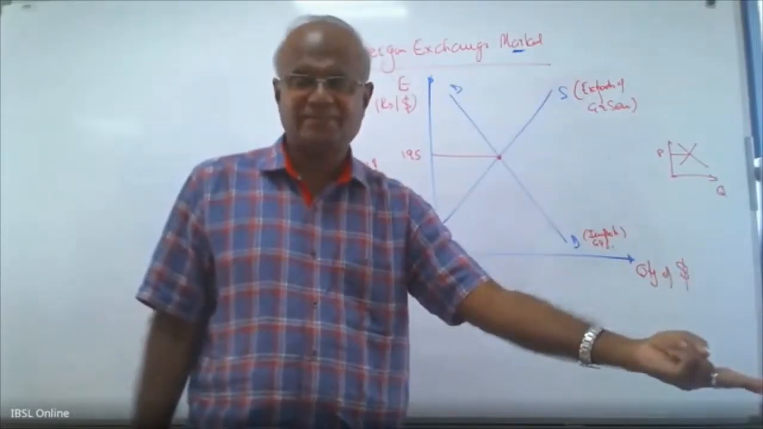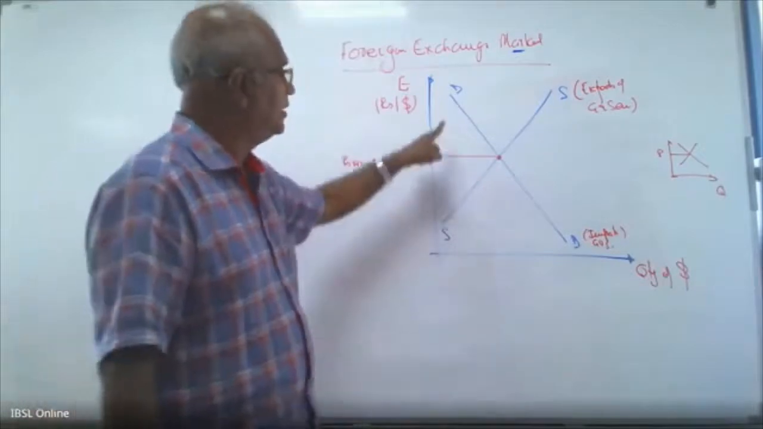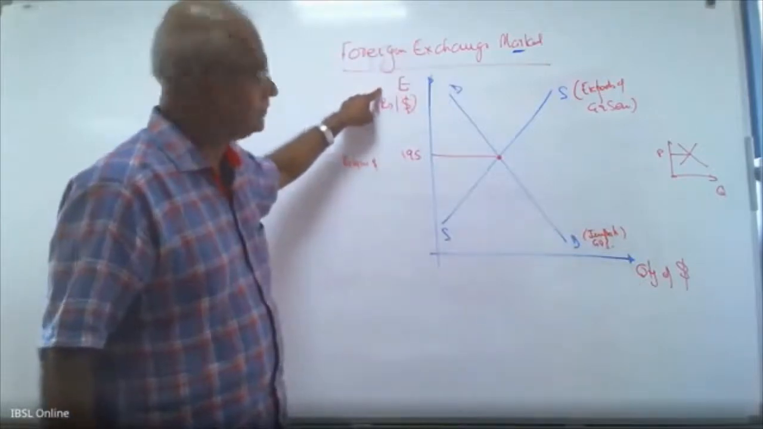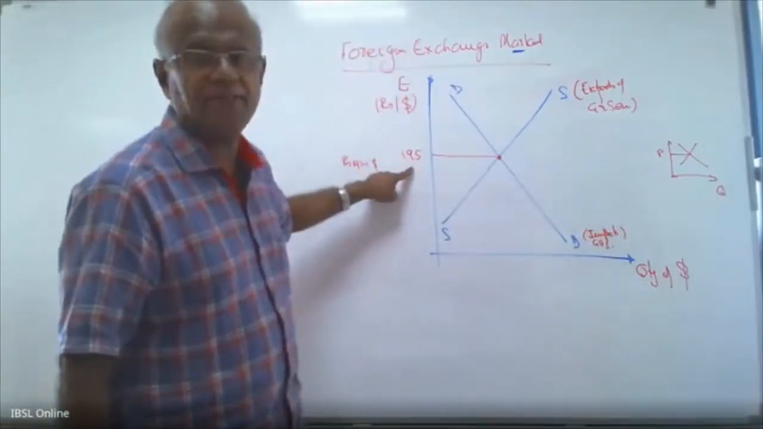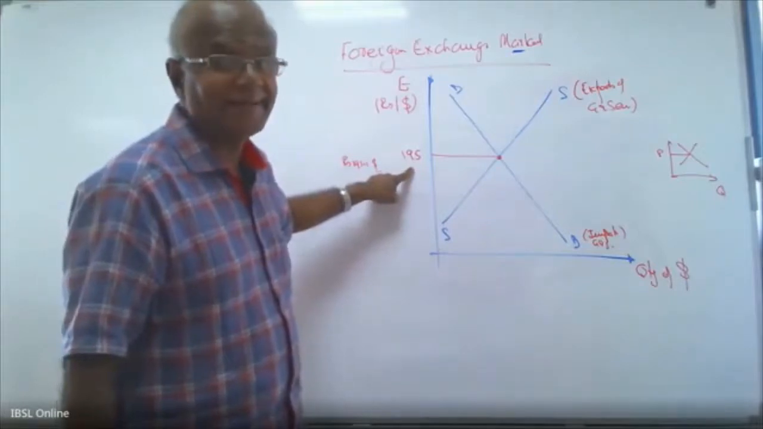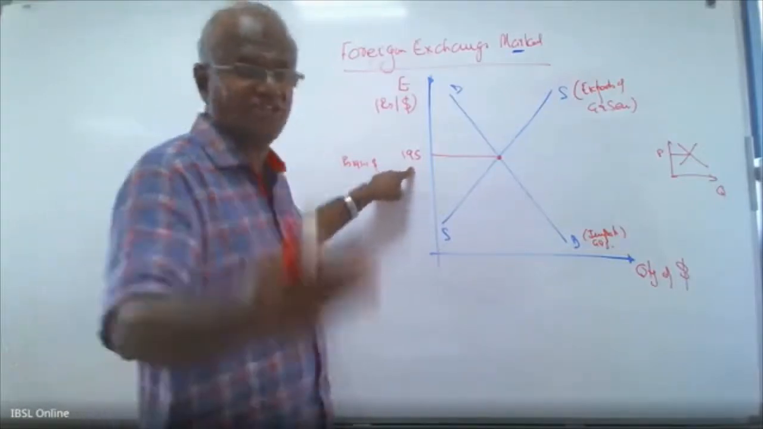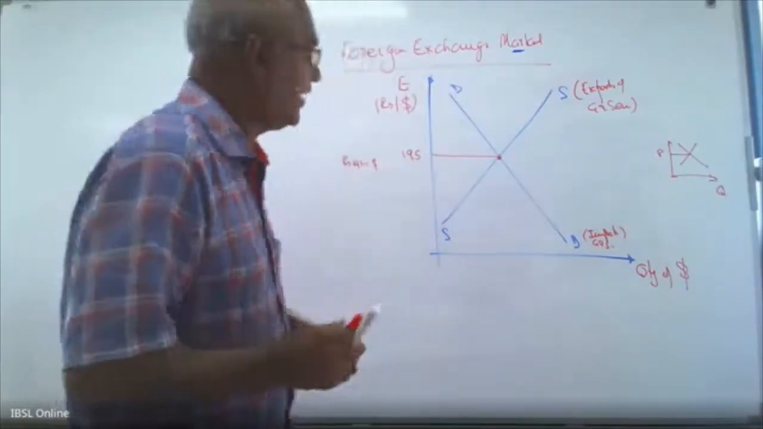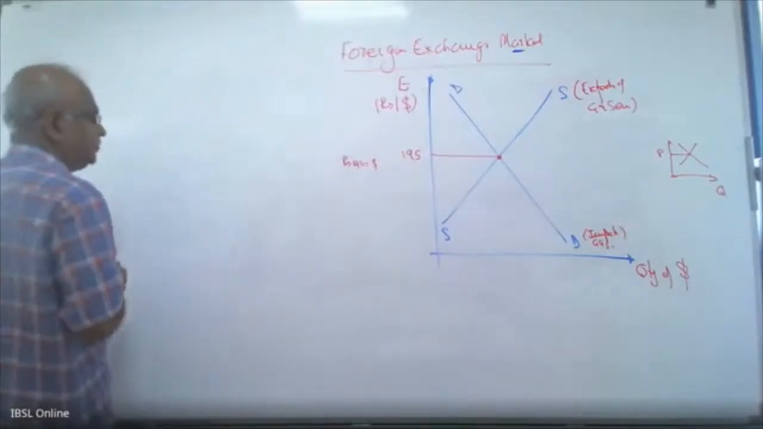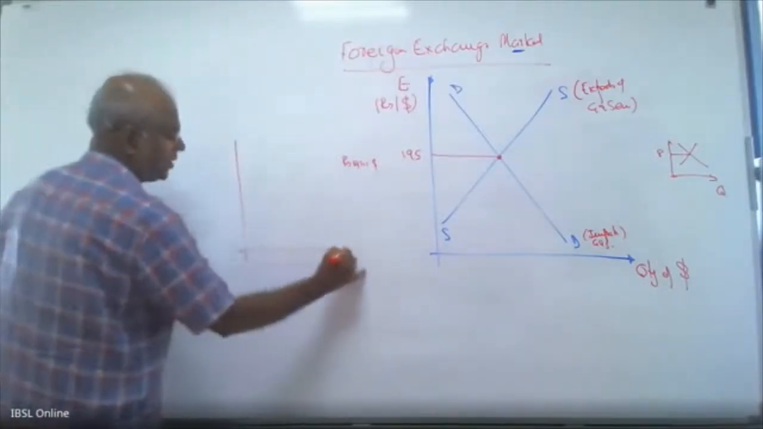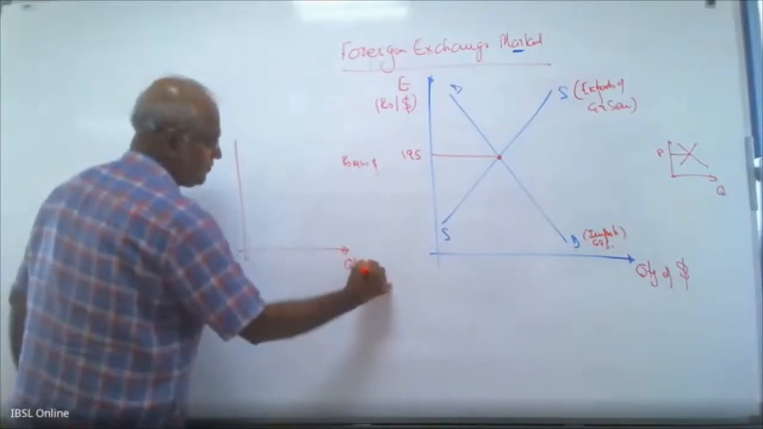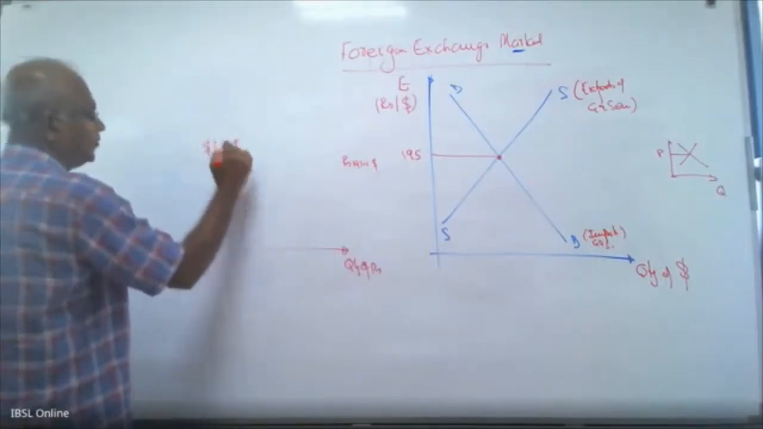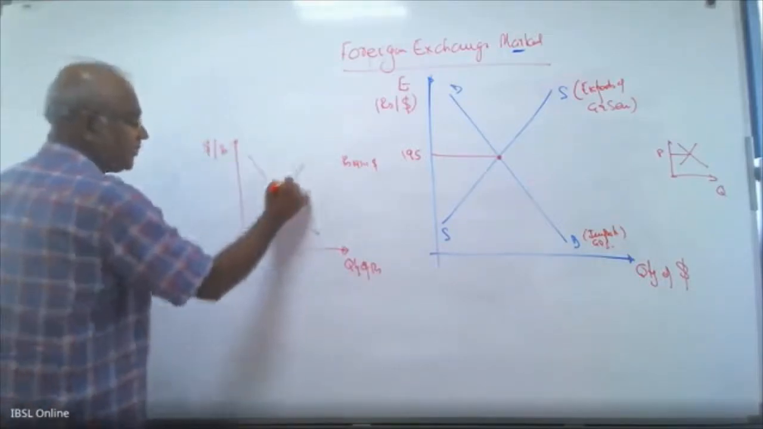Now this diagram is drawn: quantity of dollars, and exchange rate in rupees per dollar. Another journalistic classification of the exchange rate is dollars per rupee. In that case the diagram is like this, with quantity of rupees on the axis and dollars per rupee. Demand for rupees, supply of rupees.